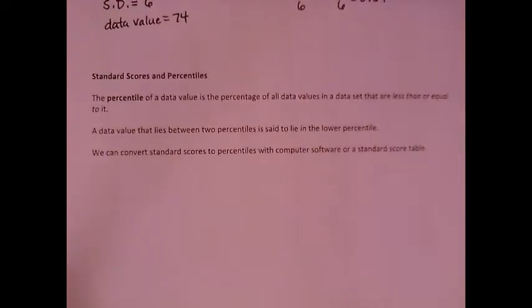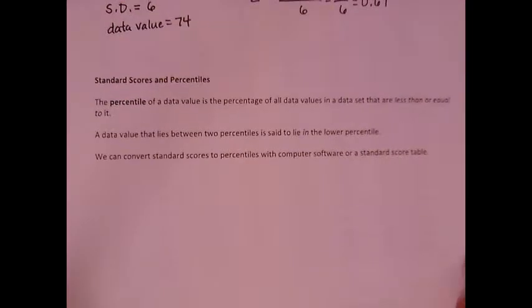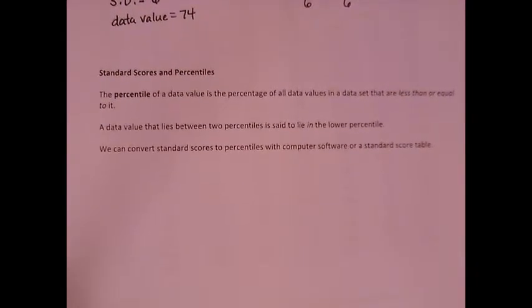Alright, now let's talk about standard scores and percentiles. The percentile of a data value is the percentage of all data values in a data set that are less than or equal to it. You often see this on test scores when they give you a percentile. Percentiles usually tell you the percentage that scored lower than what you got on a certain standardized test, like the ACT or SAT, things like that. A data value that lies between 2 percentiles is said to lie in the lower percentile.